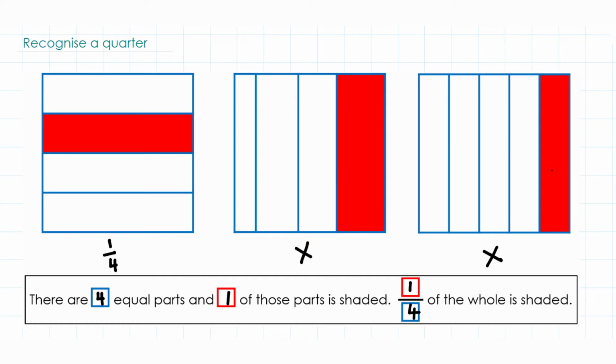How do you think you would write that number? It would be like this, wouldn't it? There are 5 equal parts and one of those parts is shaded. And we call that 1/5. But that's for another day. Does that all make sense?